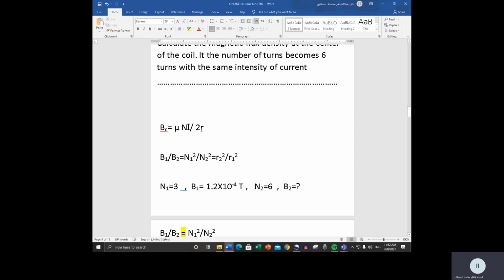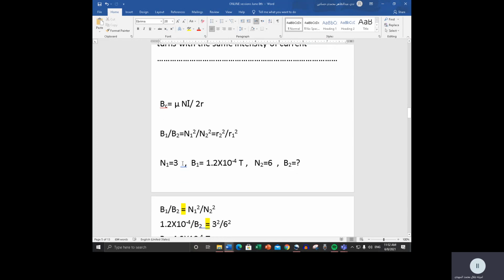So anyway, if you write the equation of the first case, write B1, N1, I1, R1, and then write B2 equal N2, I2, R2, and you divide the two equations and you have this result. Okay, which one of them am I going to use? I think I'm going to use the first one because I have the number of turns. All right, so I will use this one, B1 over B2 equals N1 squared over N2 squared.